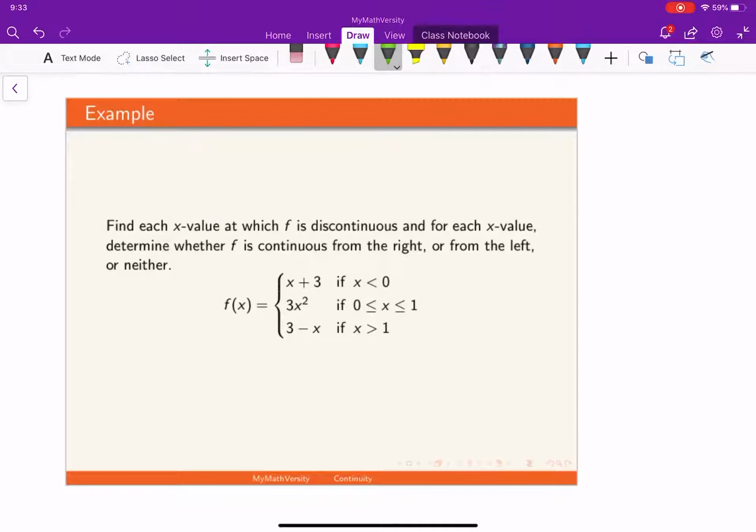In this example, we need to find each x value at which the function is discontinuous. So our goal is to find the x values where the function is discontinuous, and at any location where the function is discontinuous, we still need to see whether it is continuous from the right, continuous from the left, or neither. So these are the things we need to check.